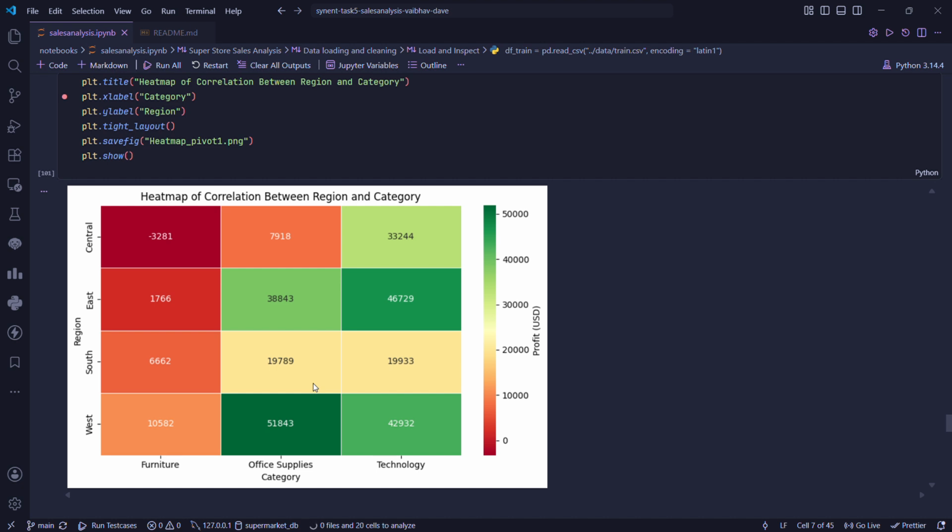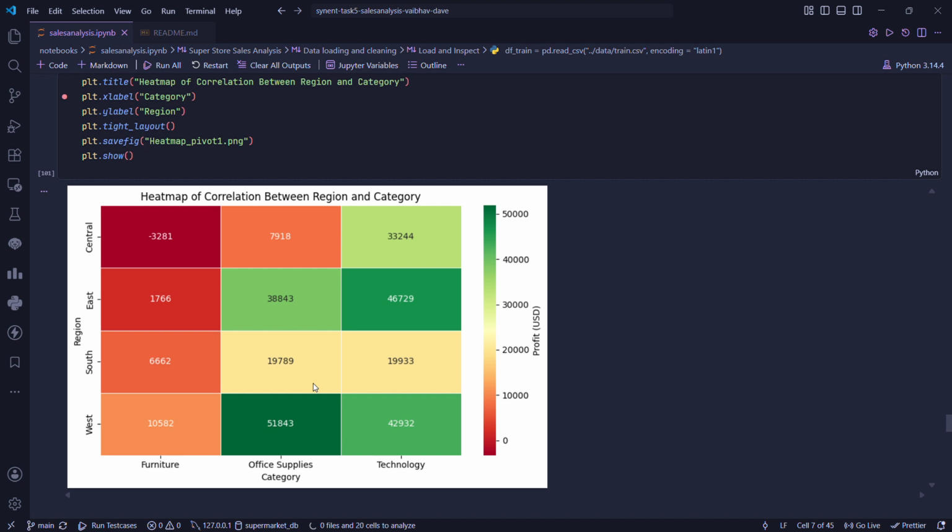For the profit analysis, it reveals 2 critical findings. First, furniture has only 2.17% profit margin compared to technology at 17.28% and office supplies at 16.83%. It is barely breaking even.